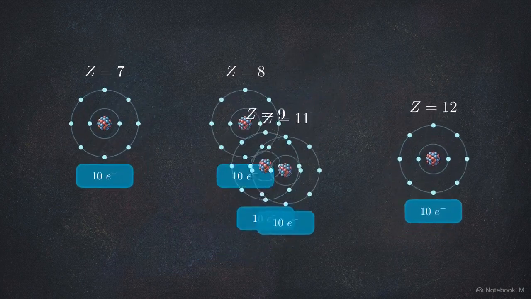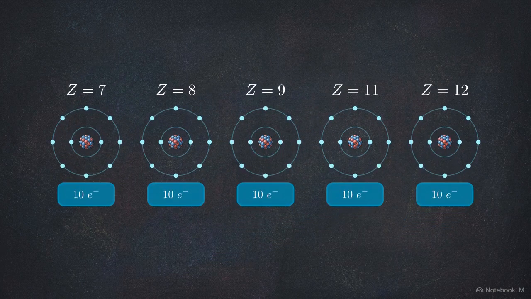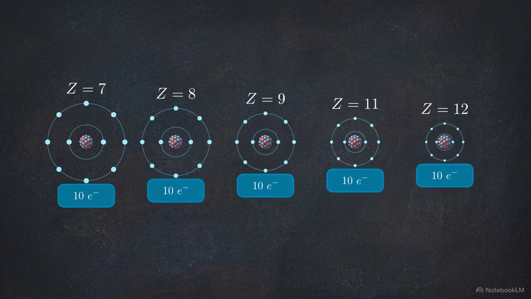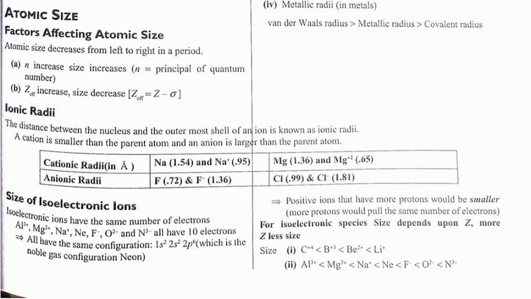As the positive charge increases from 7 up to 12, the inward tug-of-war gets stronger, and the actual radius shrinks sequentially from nitrogen down to magnesium. Isoelectronic series demonstrate how effective nuclear charge functions. When shielding is identical, the nucleus with the highest positive charge pulls most effectively.